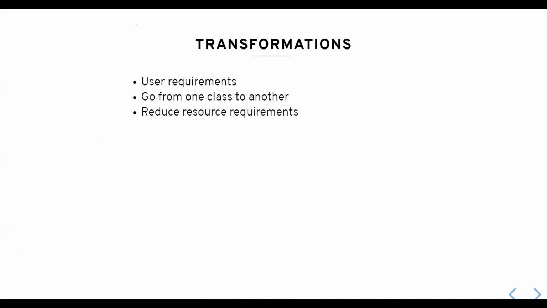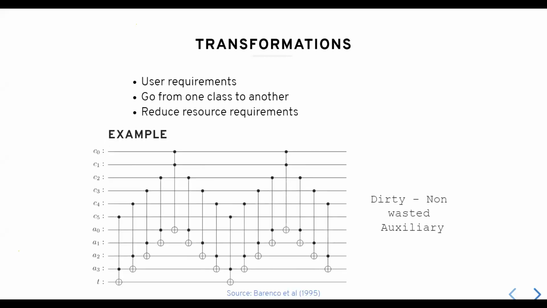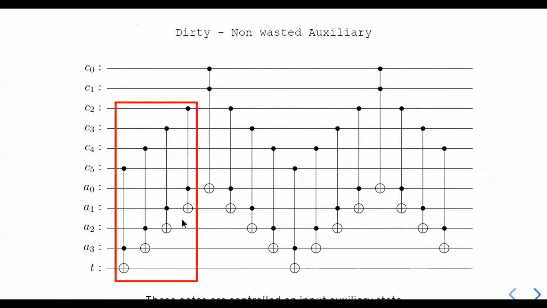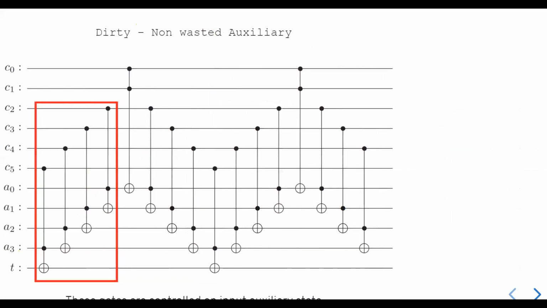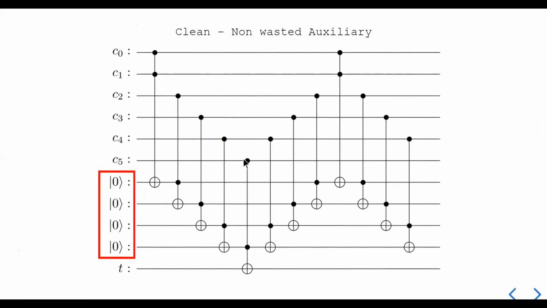And so how this whole works, I will show you by using an example. We will take a look at this MCT circuit, which is part of type dirty non-wasted auxiliary. So let's see what happens. Now, if you focus on these gates, you note that these are controlled by the input auxiliary state. If A0, A1, A2, A3, the auxiliary qubits, start with zeros, you will know that these gates will not apply. As such, we can remove them. Once we remove them, you will find that the depth has reduced and now the auxiliary starts from zero. So this transformed circuit is part of a clean, non-wasted auxiliary.